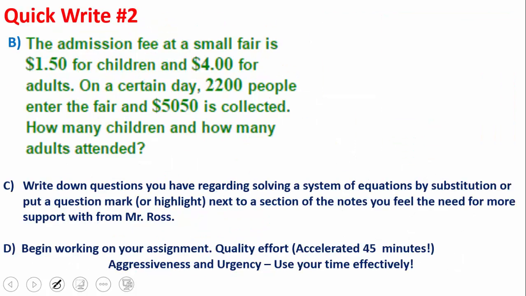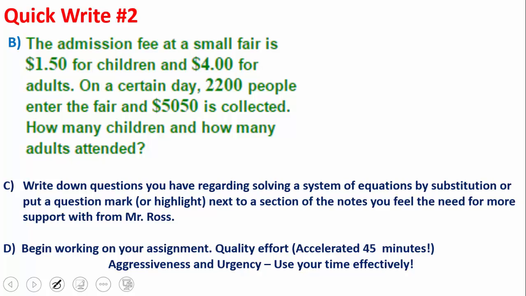Ladies and gentlemen, let's go to our quick write. Give it a shot. Do the best you can. Come to class ready to do this together, but you should have done something. You should have some equations written. And the quick write is, the admission fee for a small fair is $1.50 for children and $4 for adults. On a certain day, 2,200 people enter the fair and $5,050 is collected. How many children and how many adults attended?